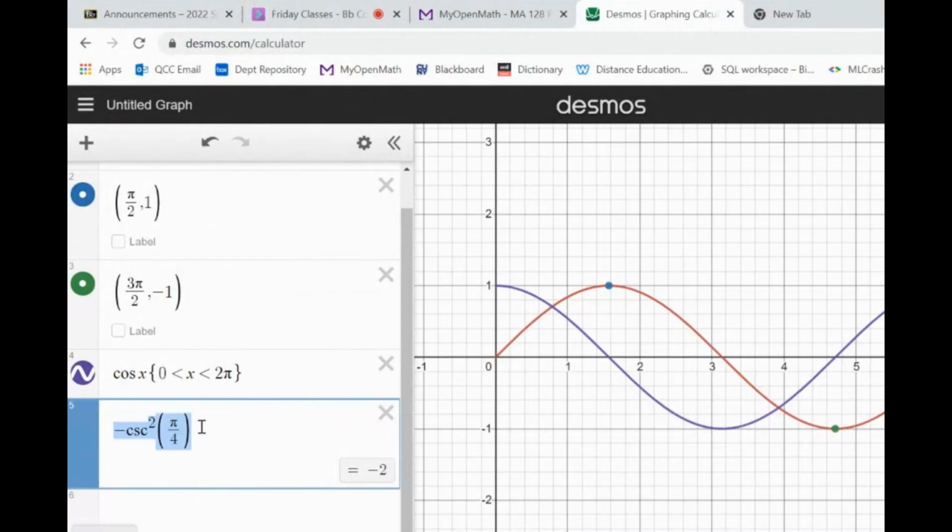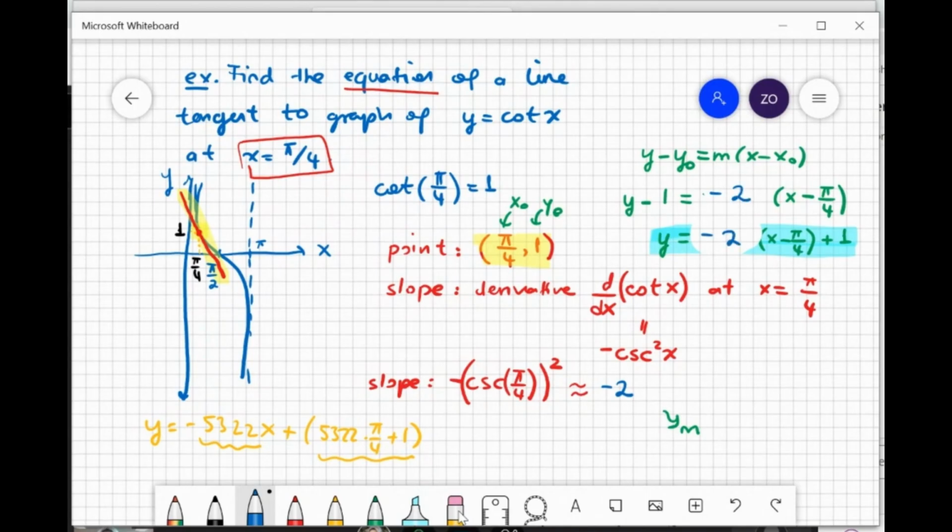Okay, so if you evaluate the negative cosecant squared at pi over 4, you should be finding negative 2. So we will plug in negative 2 for m, and we will be able to find a nice equation. If you rewrite it, so just multiply this. Let me just write the final equation, negative 2x plus pi over 2 plus 1. So this will be the slope, -2. This will be the y-intercept, pi plus 2 over 2.